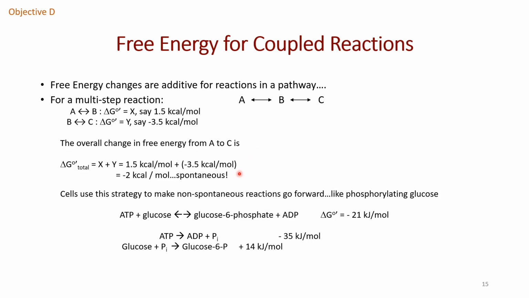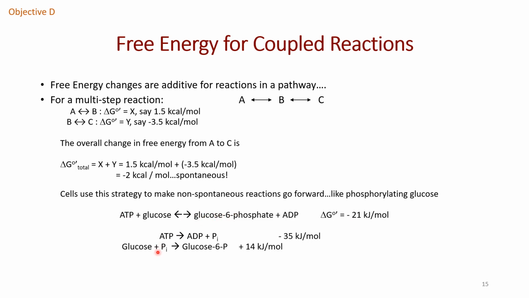So let's see an example about this. We've already talked about the hexokinase, glucokinase enzymes a little bit. That's where ATP and glucose come together in the enzyme active site. The phosphate from ATP is transferred onto glucose to make glucose 6-phosphate, and the triphosphate ATP becomes the diphosphate ADP. The overall delta G for this reaction is negative 21 kilojoules per mole. Because that is negative, this process is spontaneous. This reaction will go forward.